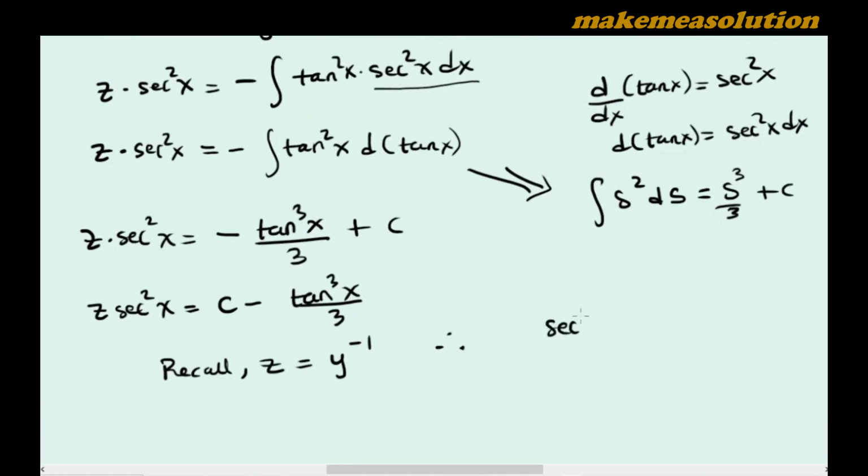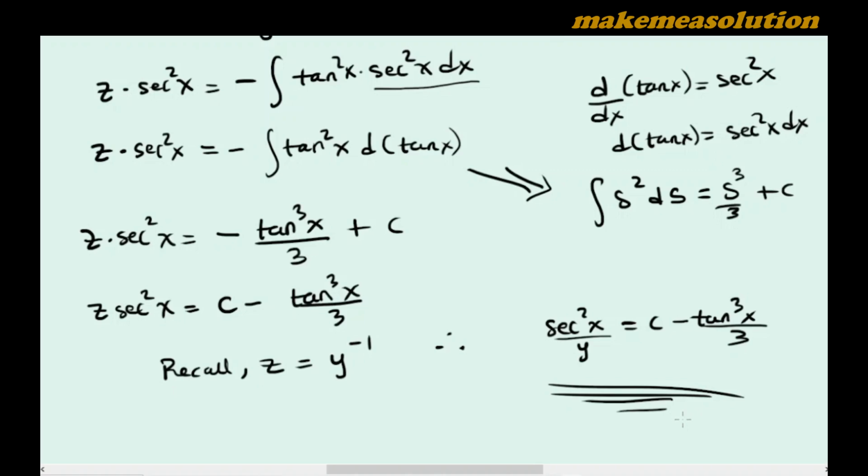So if you make this recalling, you're going to get sec squared x over y is equal to what? C minus what? Tan cube x over 3. So you can actually rule the pen here. This is a good point to stop. However further you might want to take it, you can actually go ahead to push it that far, but this is where I'm going to stop.